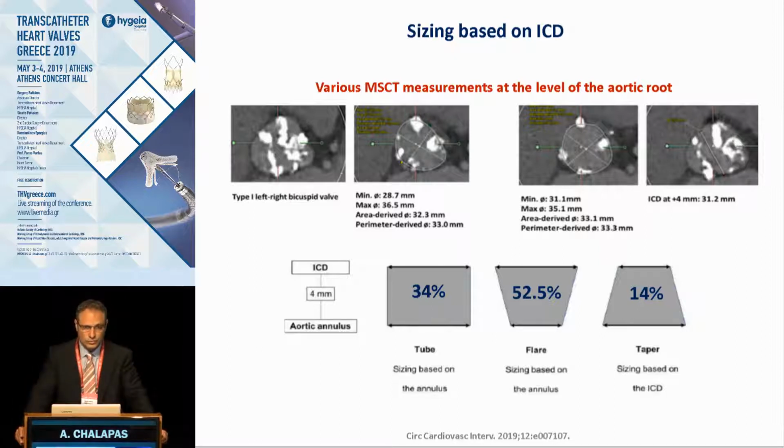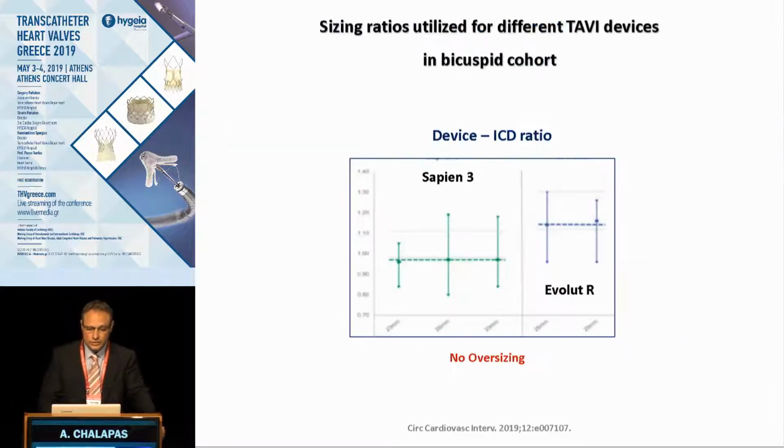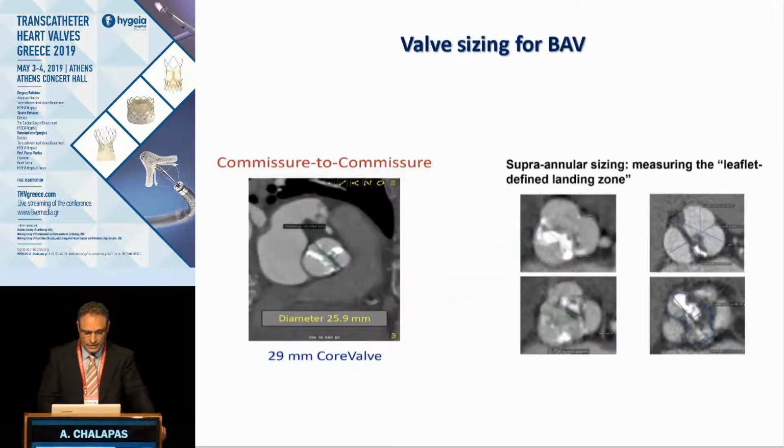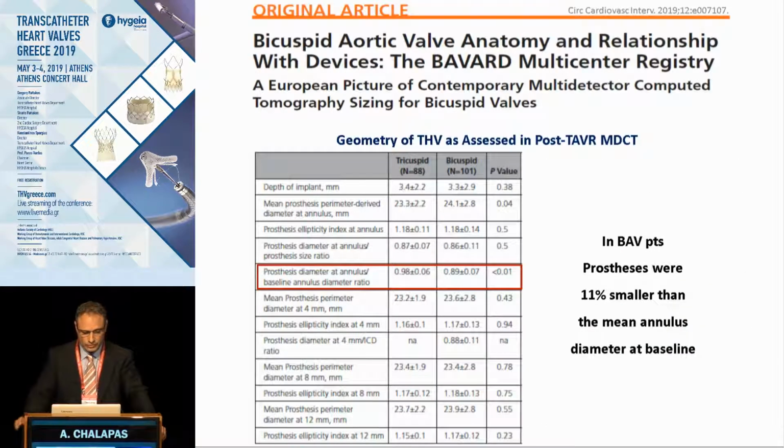In the first two configurations, we have to select the size of the valve according to the annulus, but in the third one, the tapered one, we have to size based on the intercommissural diameter. And in that case, we must not oversize. Oversizing can increase the risk of complications in such a population.